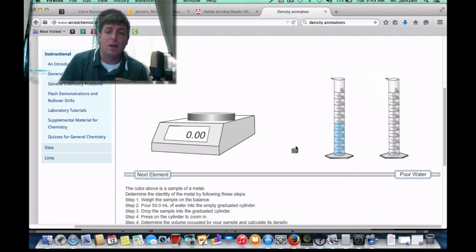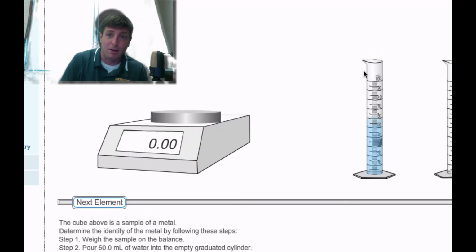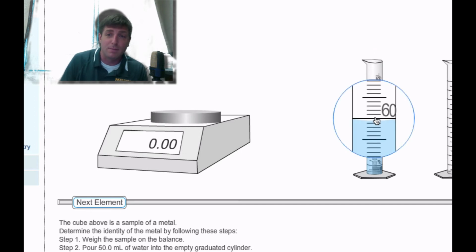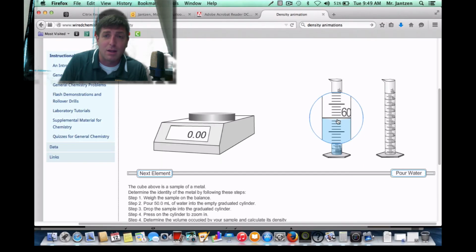Then we're going to take our sample and drop it into the graduated cylinder. It may take a couple tries because this animation is being a little funky, but there it goes. It's nice and in. Let's zoom in and look at the bottom of the meniscus. Right here, it's kind of in between. Looks like 59 and 60. I would call this 59.5. So we have a mass, we have a volume, and now we can calculate exactly what the density was.